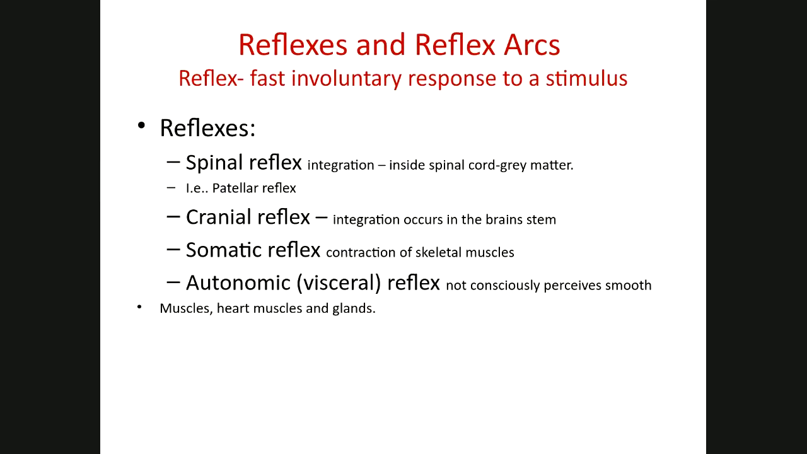So let's talk about reflexes now. What is the definition of a reflex? It's a fast, involuntary response to a stimulus. There are several types of reflexes, which include the spinal reflex, which is inside the spinal cord. There's a cranial reflex, which integrates the brain. Somatic reflexes stimulate contraction of our skeletal muscles. And then we have autonomic visceral reflexes that are under involuntary control.